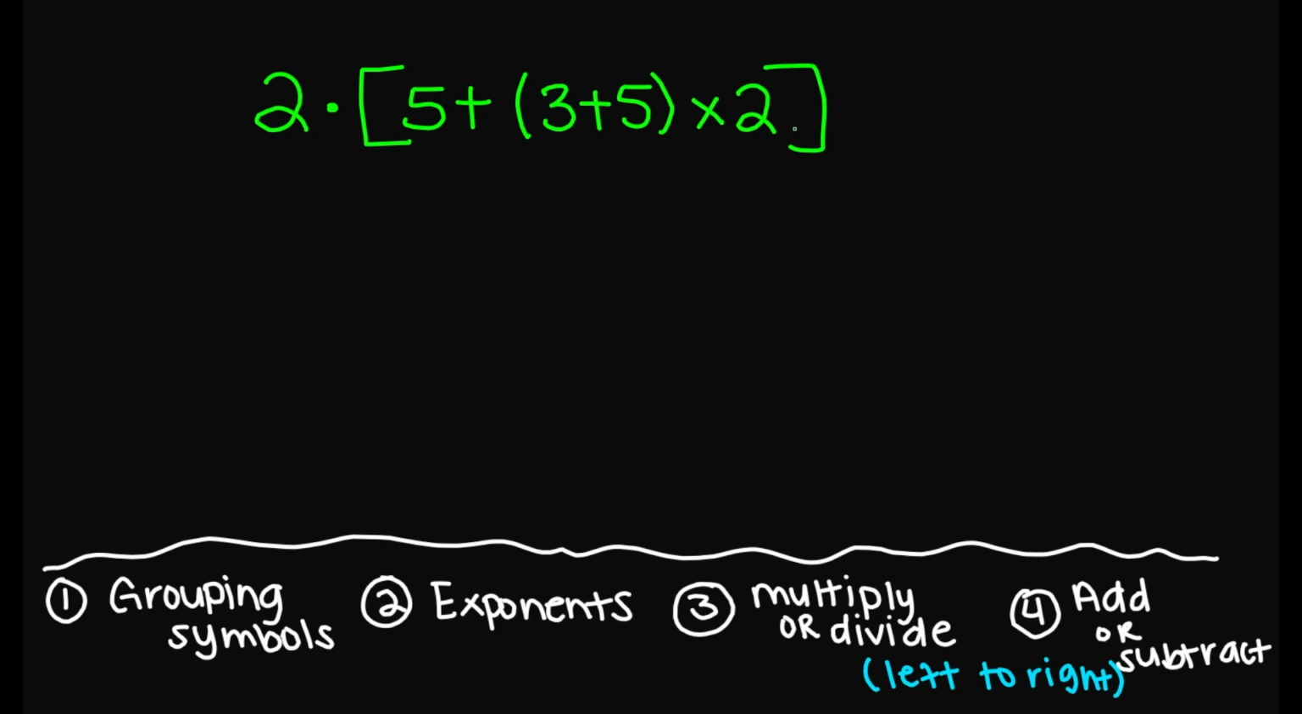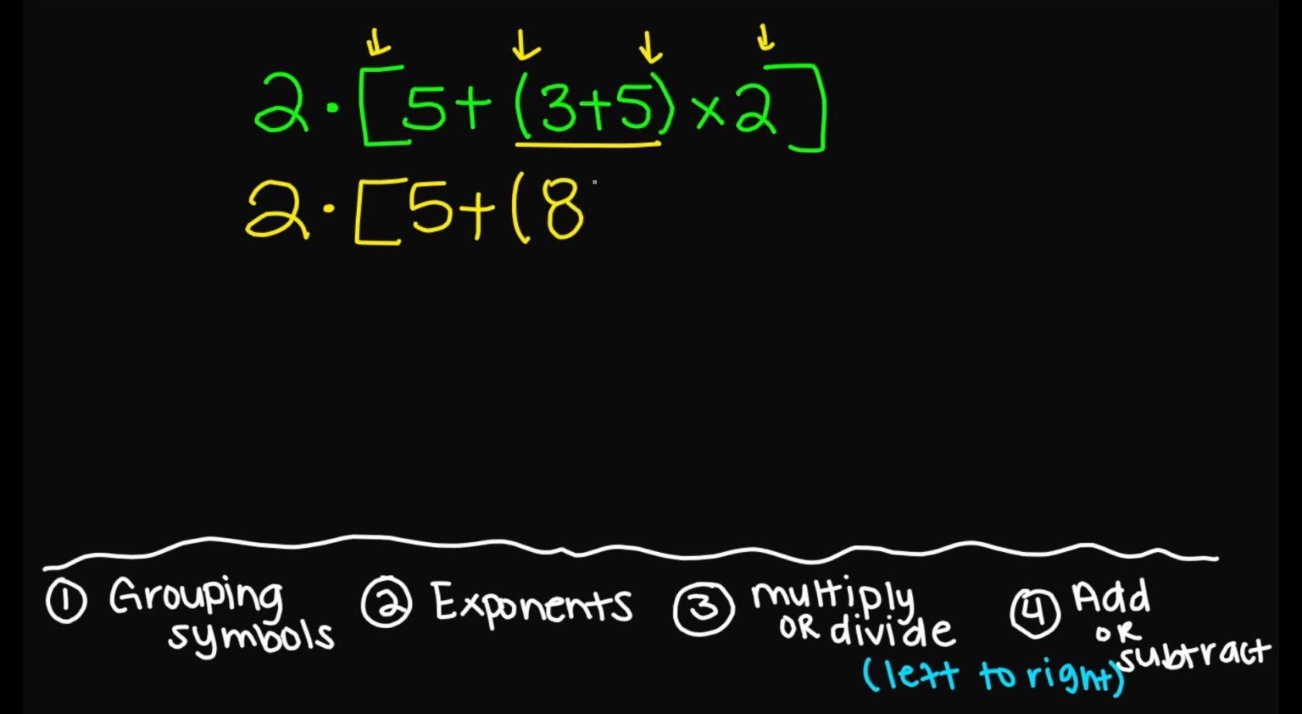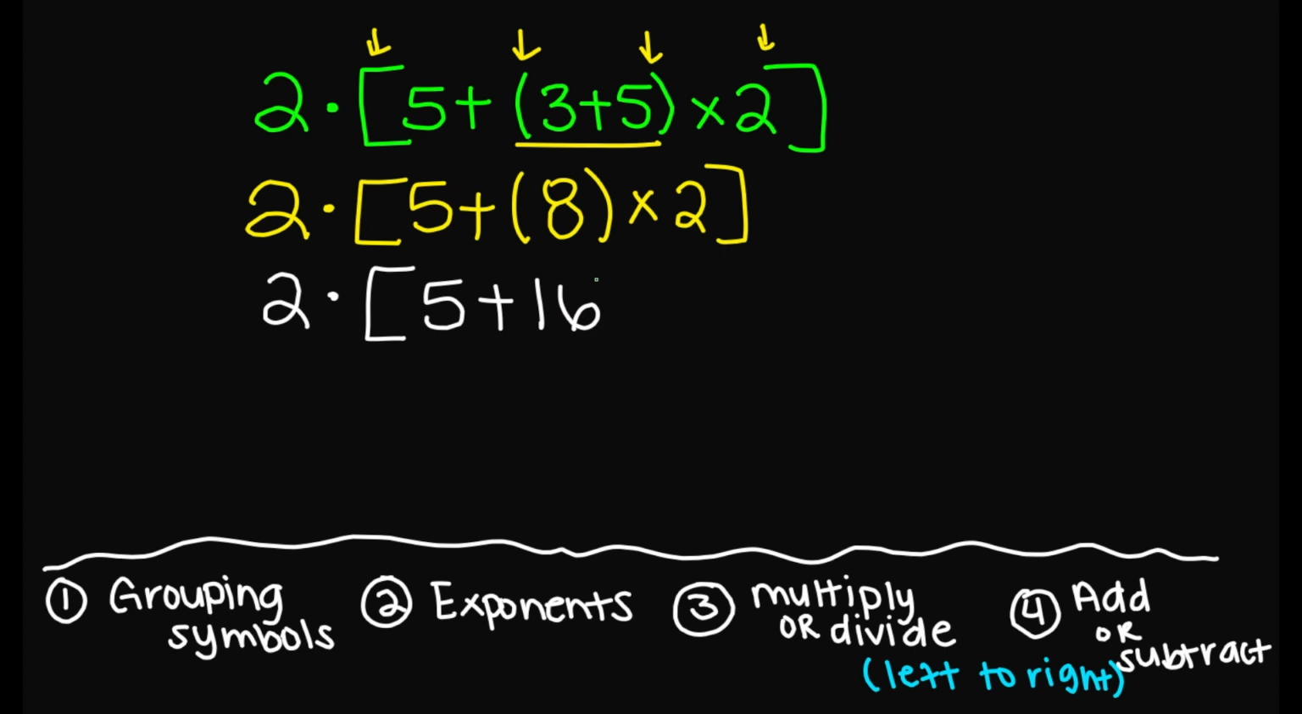Let's look at this example here. So notice in this example, we do have two grouping symbols. We have my brackets here, and then we also have my parentheses here. So we're going to do this first. 3 plus 5, this is going to equal 8. So we have 2 times here. We have 5 plus 8 times 2. This is going to equal 16.